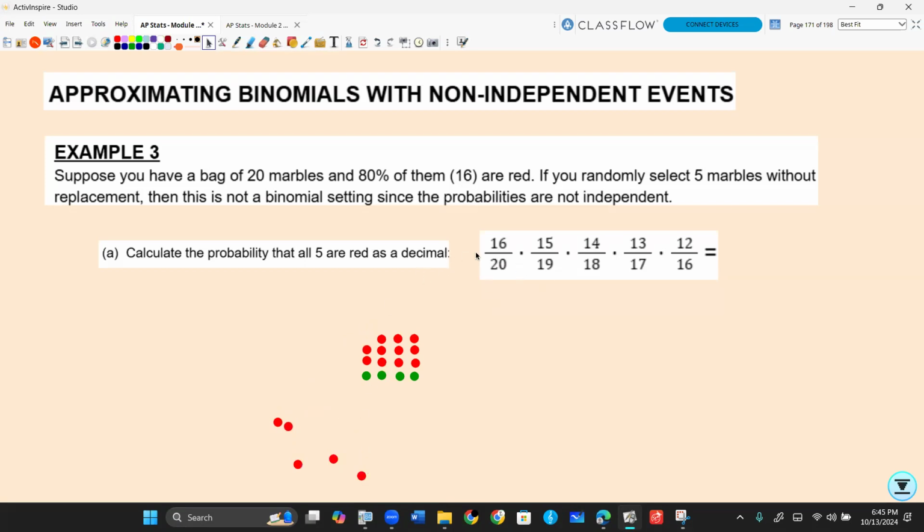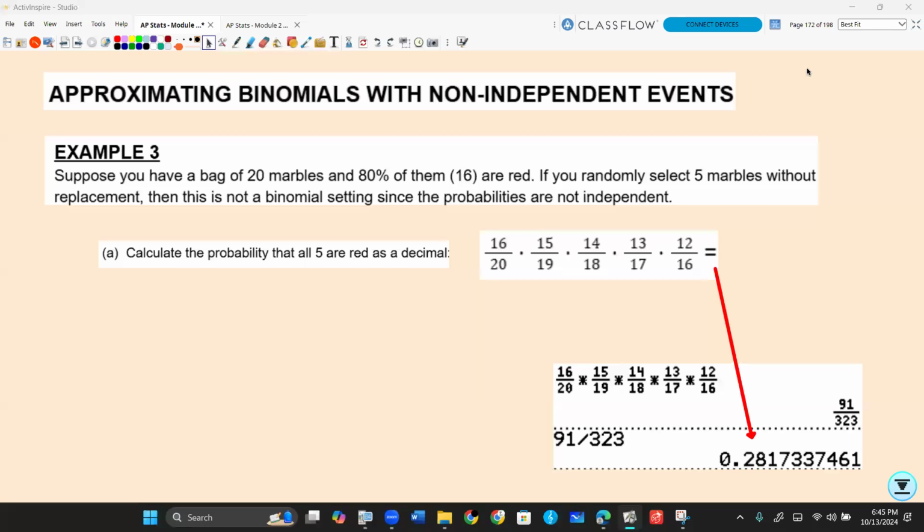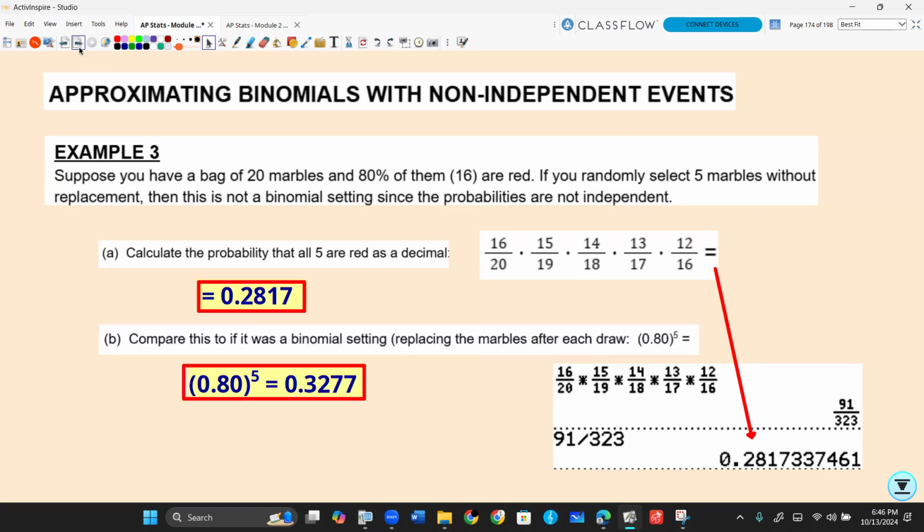And that probability, if you multiply all those together using the multiplication rule, will yield you about 0.2817, so about 28.17%. Now let's compare that to what a binomial situation would be if we were to sample with replacement. If we're talking about all of them being red, then we're talking about 0.8 times 0.8 times 0.8 times 0.8 times 0.8. That is 0.8 to the fifth power, which is 32.77%.